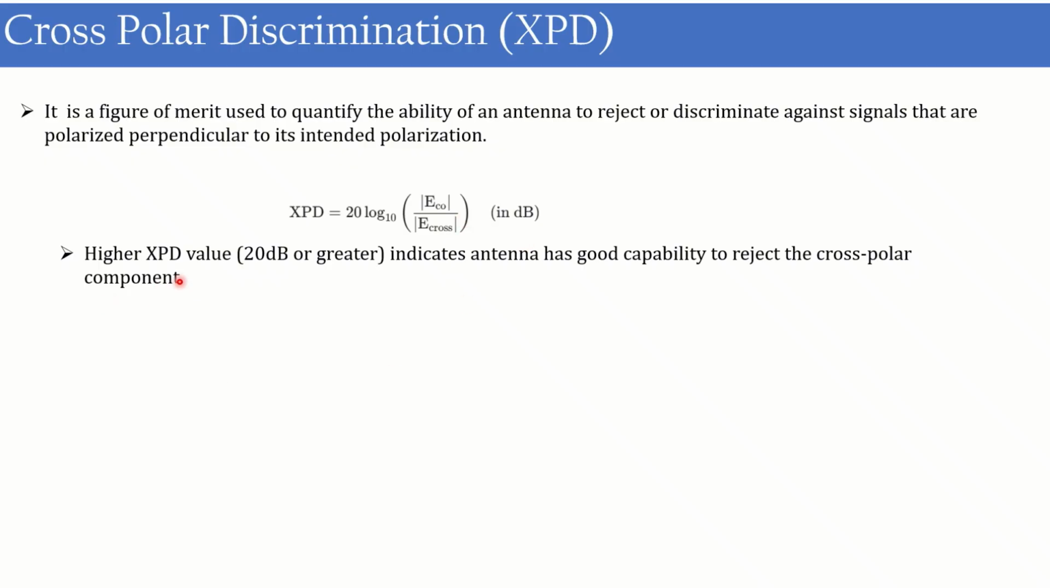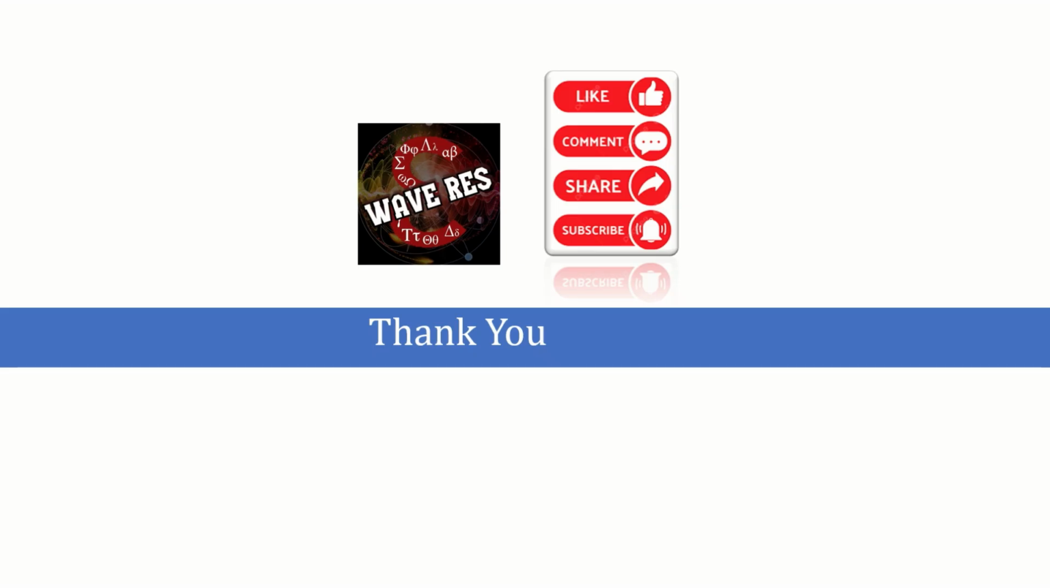So if an antenna has a high XPD value like 20 dB or greater, it means that antenna has good capability to reject the cross-polar component and that is our requirement. So cross-polar discrimination is a factor which gives an indication about the antenna receiving purity. So if it is receiving very less cross-polar component, XPD value is very high and that is the desired characteristics of an antenna. I hope you get some idea about what is meant by cross-polar discrimination.